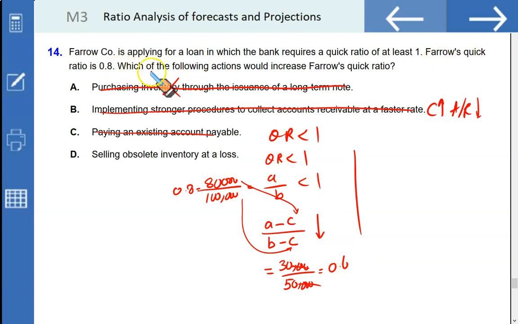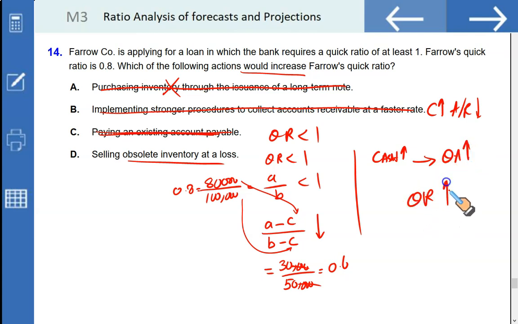Faro's quick ratio is 0.8. Which of the following actions would increase it? This action would decrease the quick ratio. Not the right thing to do. Selling obsolete inventory at a loss. Even at a loss, selling inventory will increase your cash balance, and this cash balance feeds into the quick assets. Quick assets go up, so your quick ratio will improve, right? Why does inventory have no effect? Because quick assets do not include inventory. So when you sell inventory, there is no impact of inventory on the quick assets, but the resulting receipt of cash will increase your quick assets. Hence, the quick ratio will improve. So that makes D the correct option.